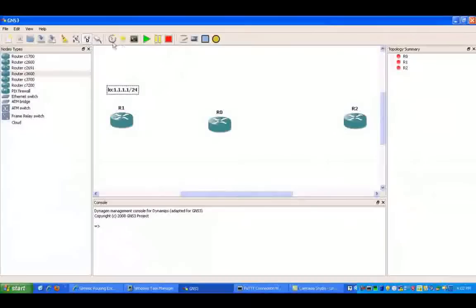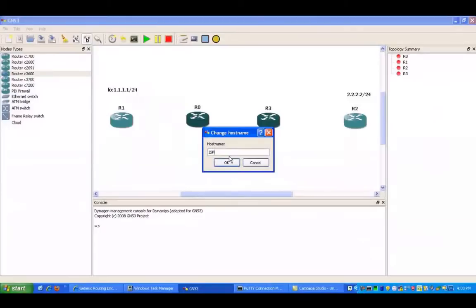with a /24 subnet mask, and then on the other end of the GRE tunnel we're going to have 2.2.2.2/24 on router 2, and then in the middle of our network we're going to have our internet service provider routers. We're going to rename them to ISP1 and ISP2.